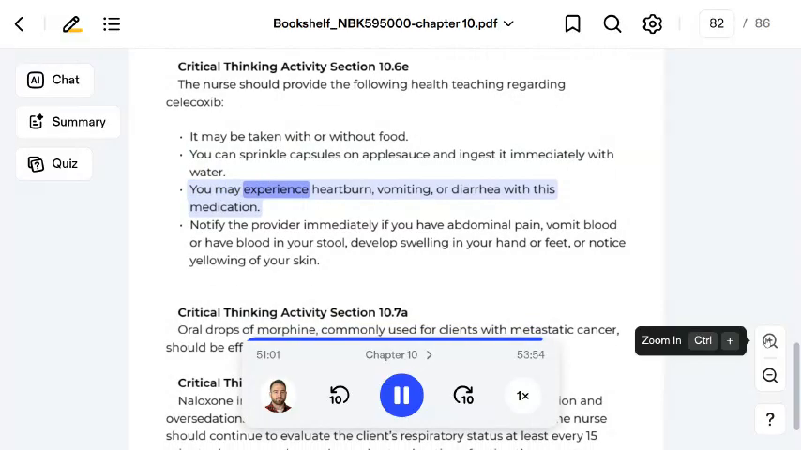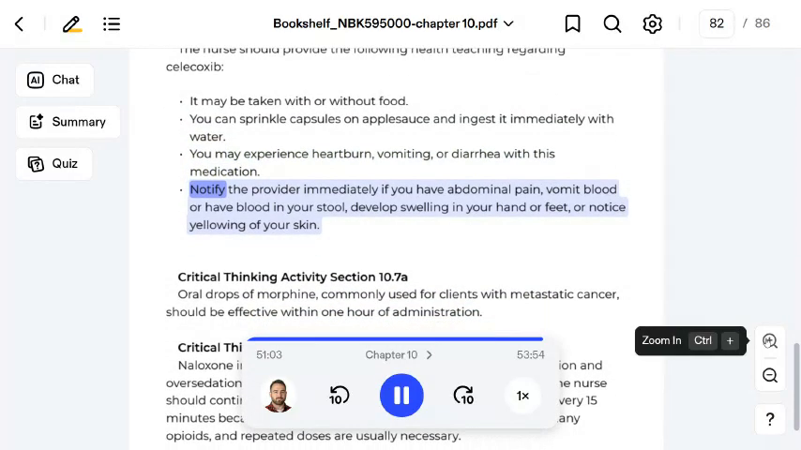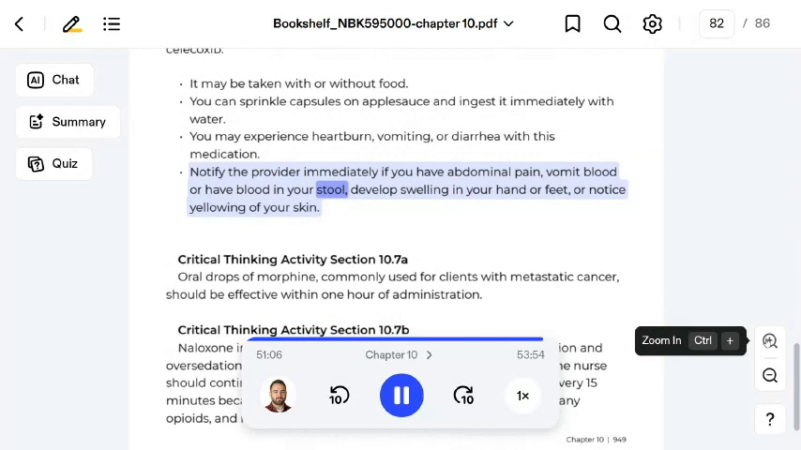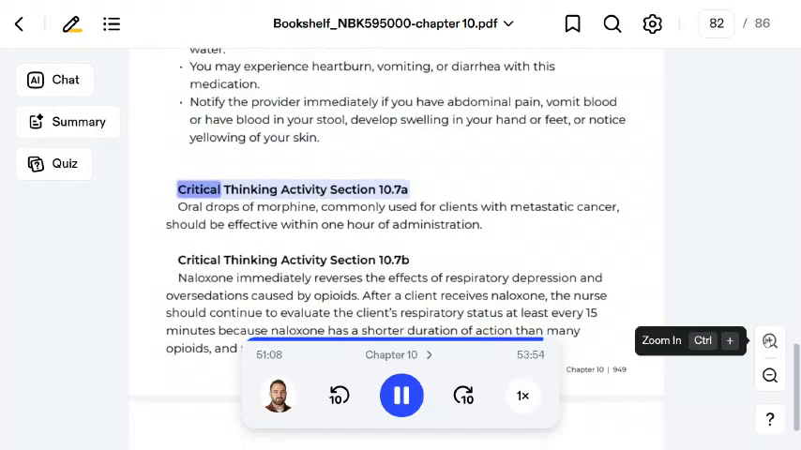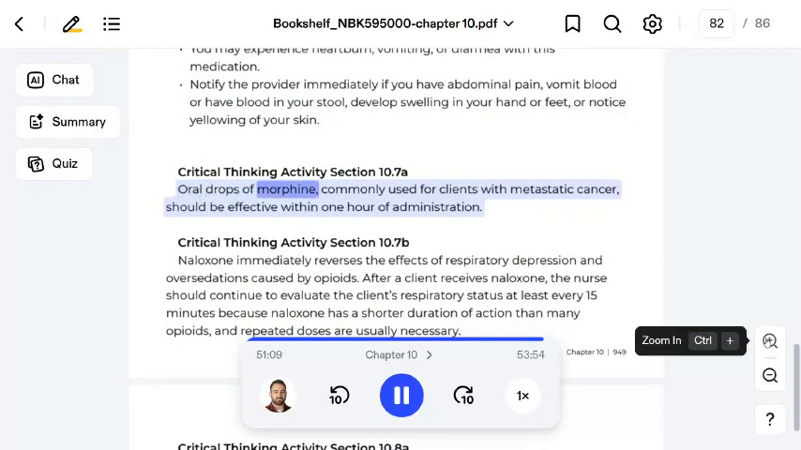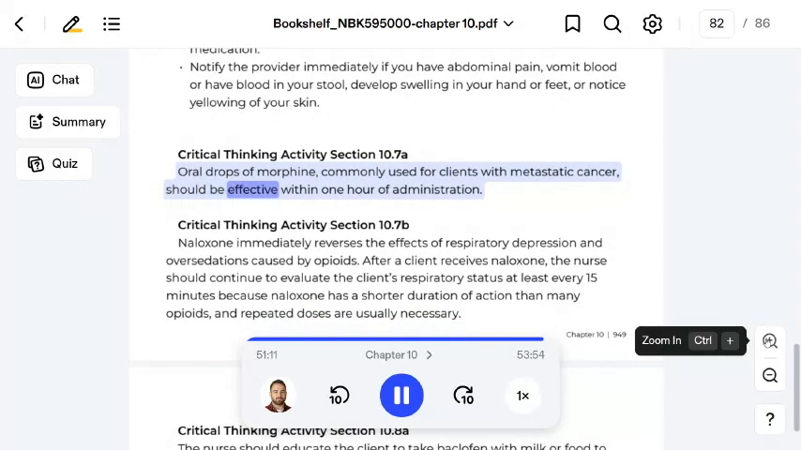You may experience heartburn, vomiting, or diarrhea with this medication. Notify the provider immediately if you have abdominal pain, vomit blood, or have blood in your stool, develop swelling in your hand or feet, or notice yellowing of your skin. Critical Thinking Activity Section 10.7a. Oral drops of morphine, commonly used for clients with metastatic cancer, should be effective within 1 hour of administration.